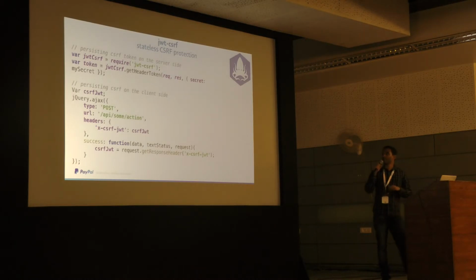This module by default uses a technique called double submit cookie, which is very popular for stateless CSRF protection. It basically involves submitting a special cookie with the CSRF token, in combination with sending a special token in the form of a hidden form field or special HTTP header. On the screen you are seeing how you can generate the token on the server side, and also from the client code how you can send this token to the server.